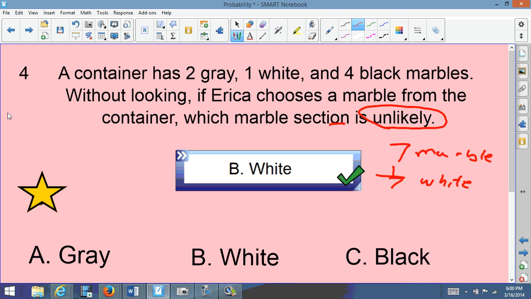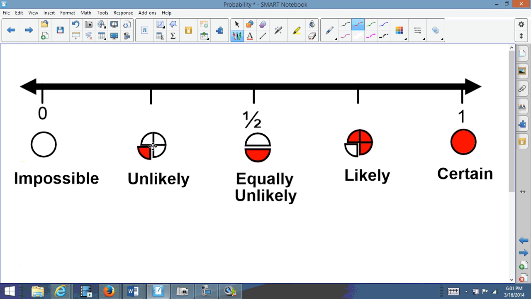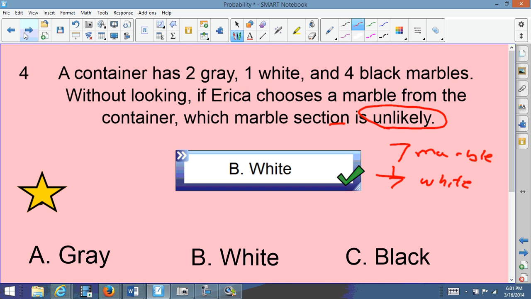If you remember our chart, let's go back to our chart. Unlikely was like a 25% chance of being chosen. It's not highly probable, but it has a possibility, but very low. So make sure you take a look at that chart.